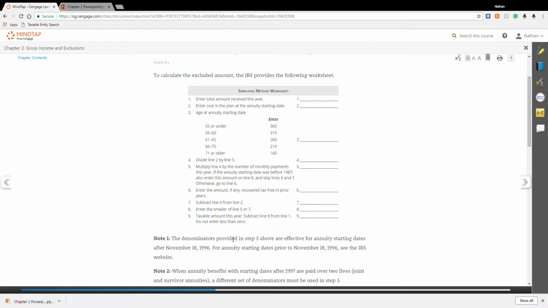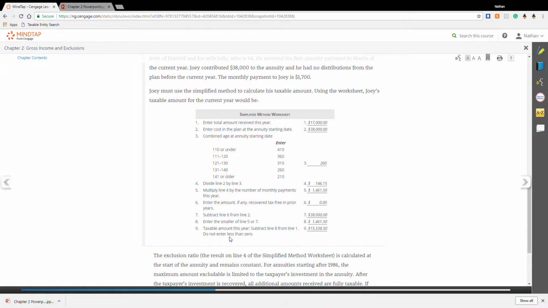Again, the cool thing with the IRS is that they kind of treat us as if we don't know anything at times when they do these worksheets. So if you can read the instructions, you can follow along with these. Sometimes accountants that get their degrees kind of feel dumb, but then again, we relax to it.